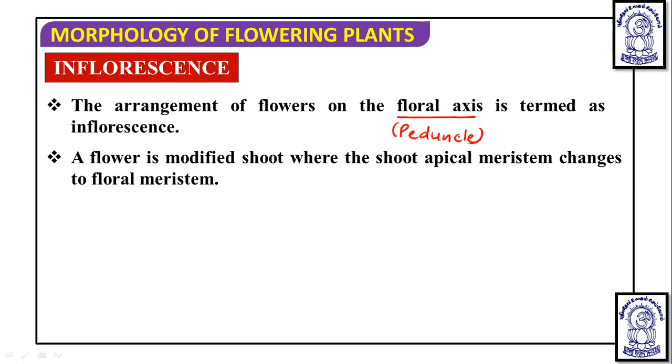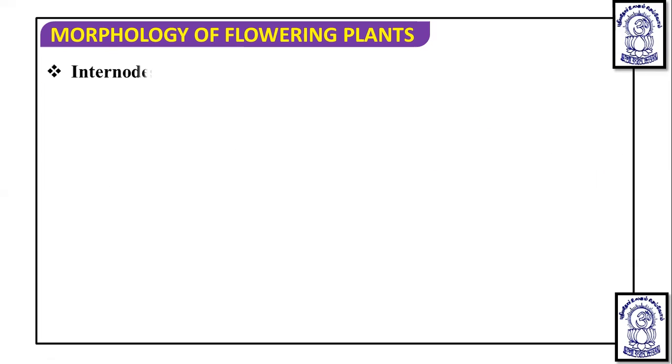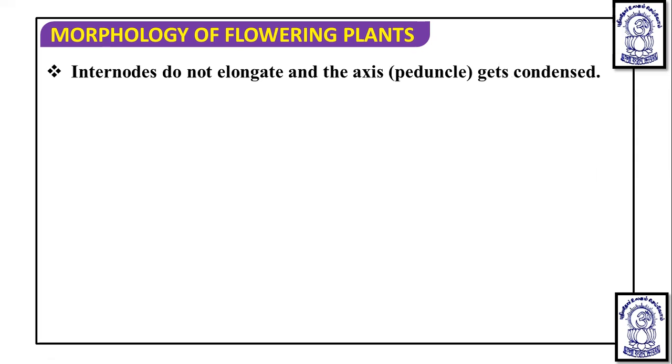Now, when inflorescence is there, what happens? There are a number of flowers, and as we know, the flower is a modification of the shoot. The shoot apical meristem changes into the floral meristem, and this floral meristem changes into the flower. When the apical meristem is modified into a floral meristem and converts into the flower, it is nothing but a modification of the stem.